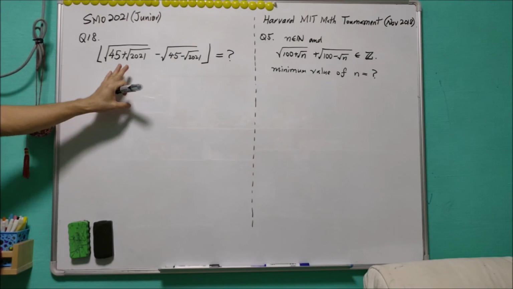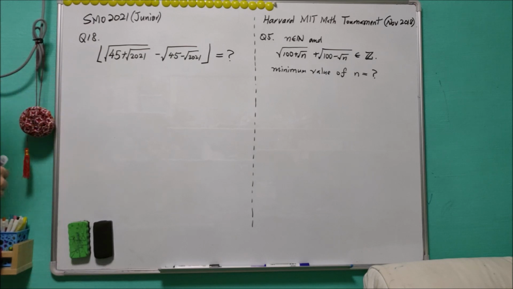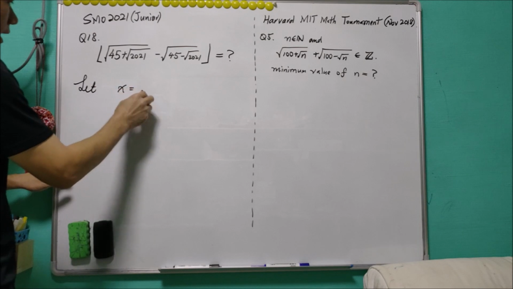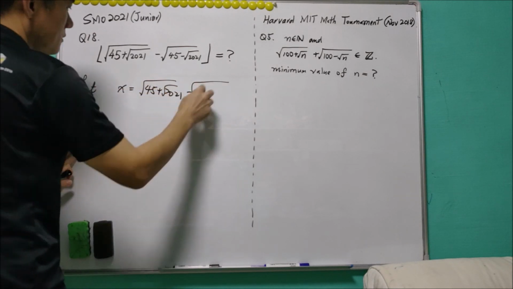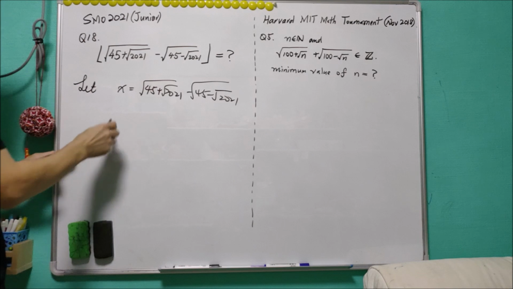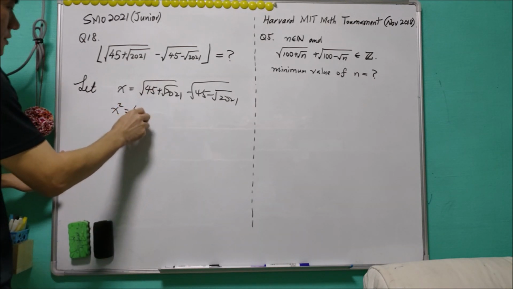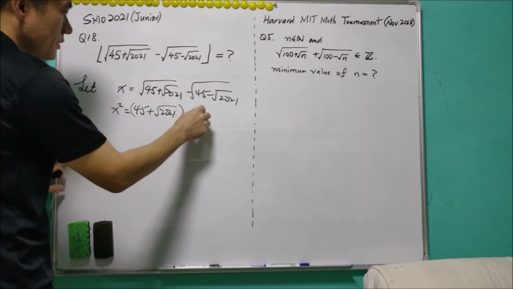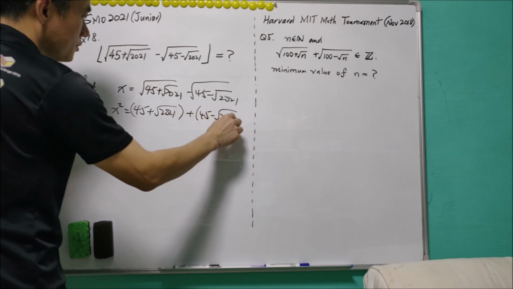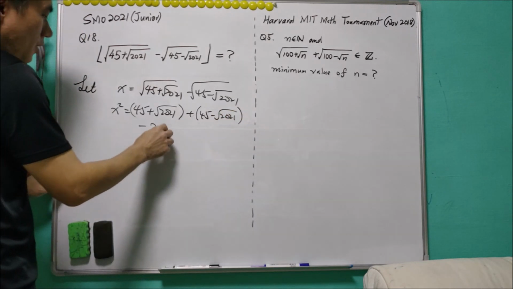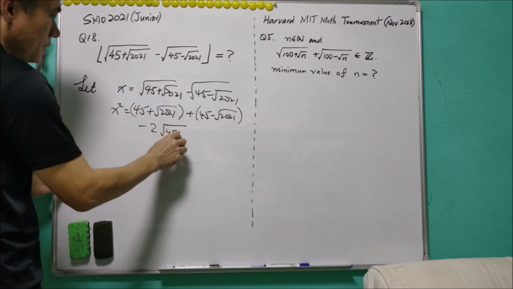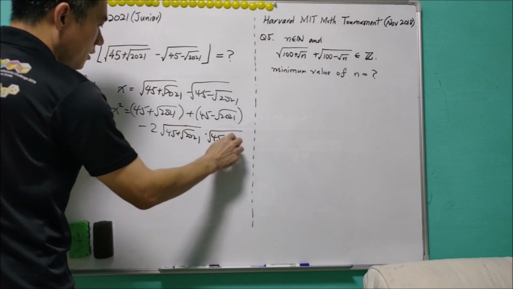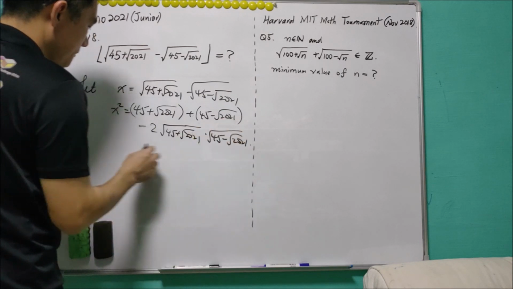For this question, we will look at a so-called standard method. Usually we'll let the expression inside be x. After that, we'll square both sides and we will have 45 plus square root of 2021, plus 45 minus square root of 2021, minus 2 times the square root of 45 plus square root of 2021 multiplied with 45 minus square root of 2021.